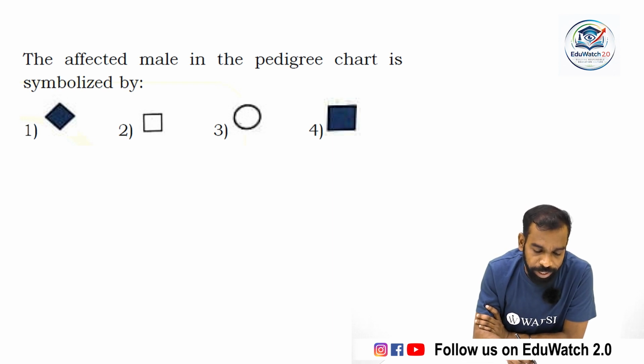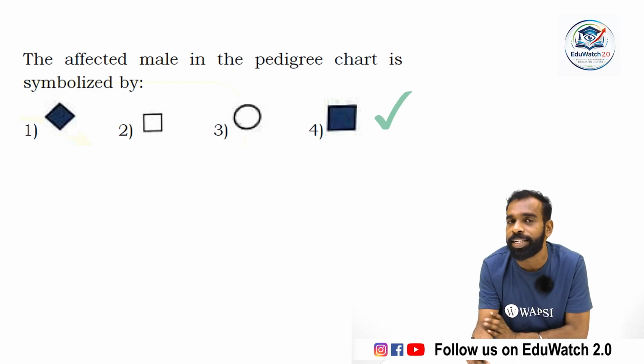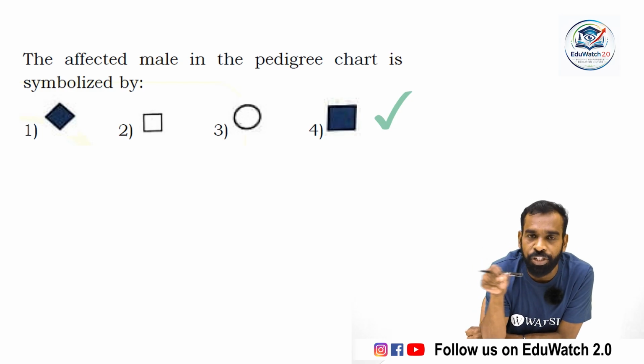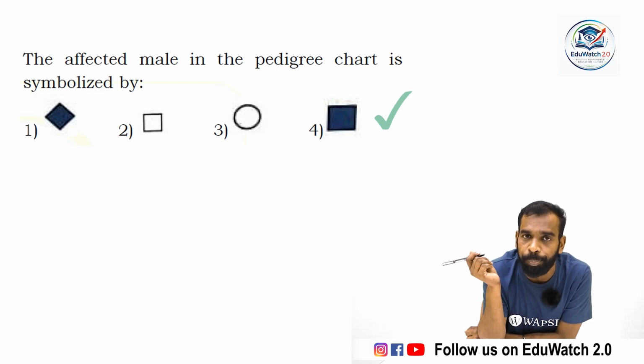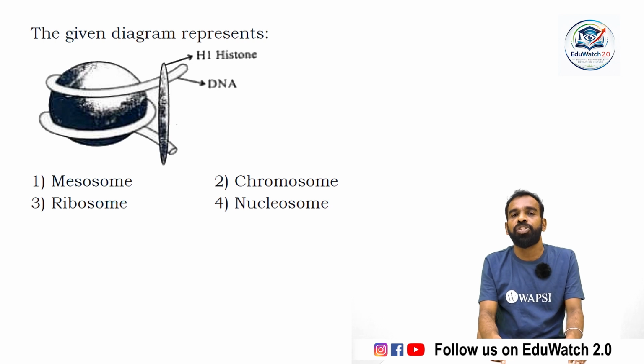So we have a diamond-like shape, square, then sphere, again cube. So the correct option is 4. The affected male in pedigree chart is symbolized by a square shape which will be shaded by dark color or a red color. In NCERT textbook it will be shaded by red color. Is it clear?